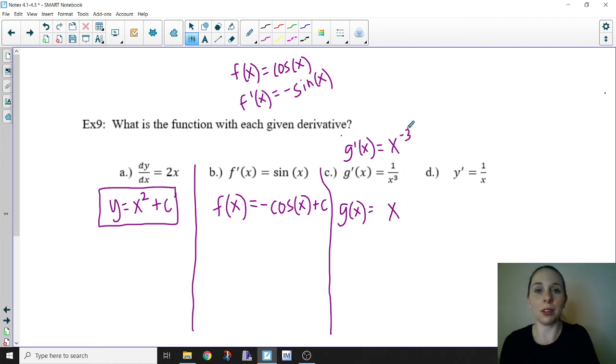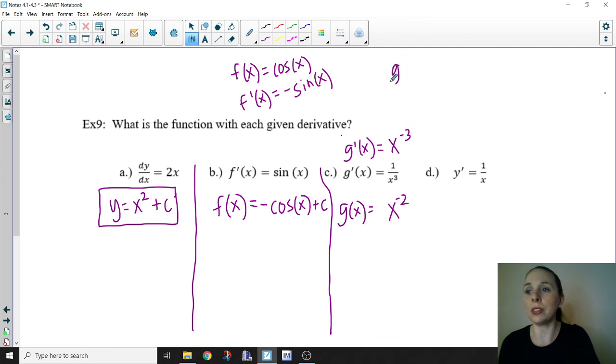to negative 3? Sorry, I didn't finish, I was writing. What power, when you take away 1, gives you negative 3? That would be negative 2. Does that make sense? Negative 2 minus 1 would give you a negative 3 power. Okay, however, don't forget about the first part of the power rule. That power comes down in front.